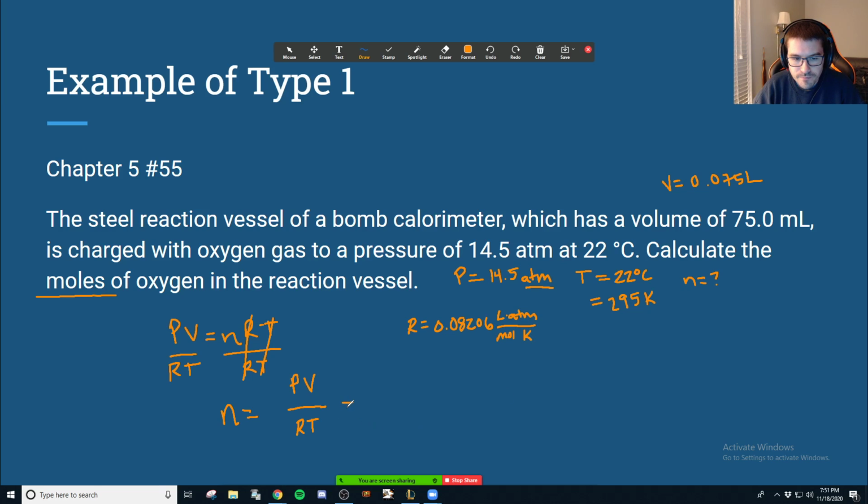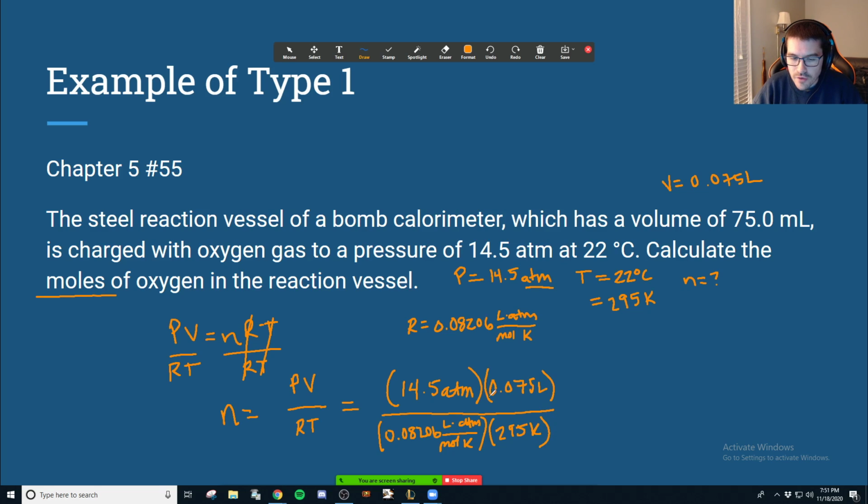Okay, so let me plug everything in here. 14.5 atmospheres for my pressure, 0.075 liters for my volume. This is my value of R here, 0.08206 liter atmospheres per mole Kelvin, and then my temperature, 295 Kelvin.